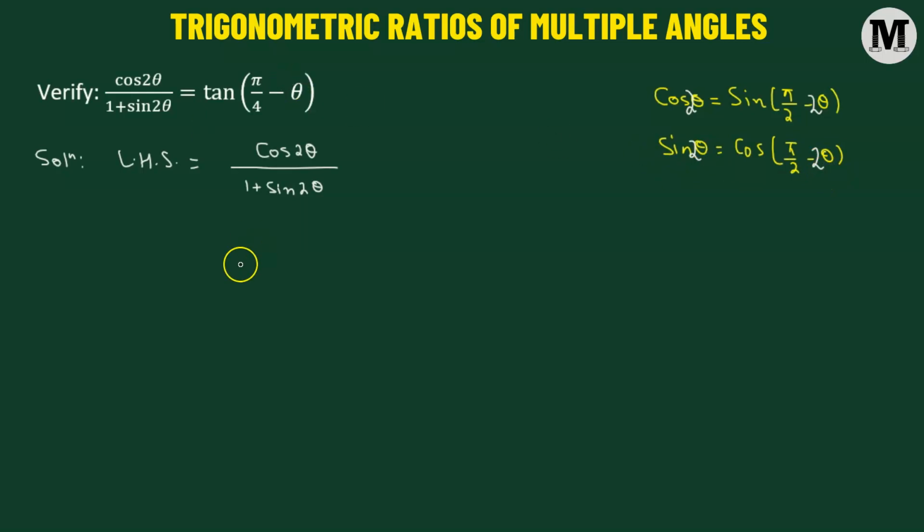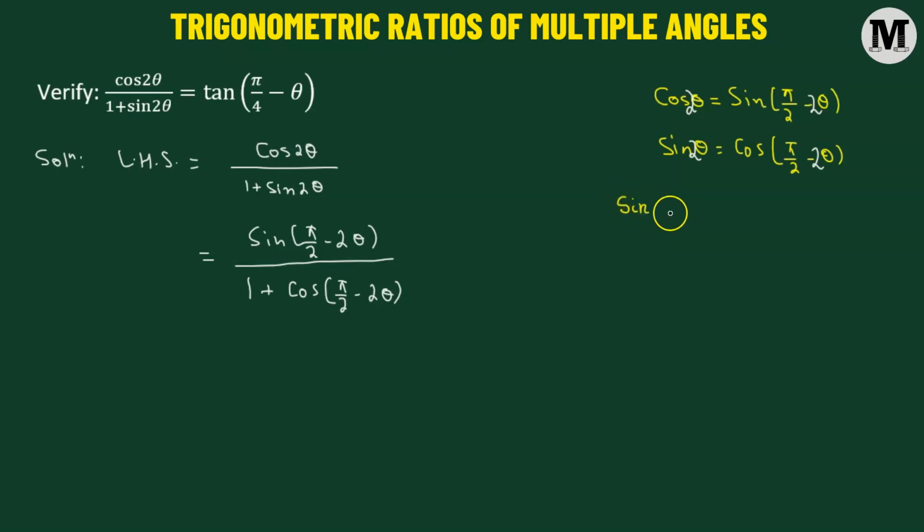Okay, so let's use this fact here. So here we have sine of pi over 2 minus 2 theta. We converted the cosine function to its sine equivalent, and in the denominator we have 1 plus. Now sine 2 theta can be expressed in terms of the cosine function as cosine of pi over 2 minus 2 theta. Fine. Now we are going to use the concept of the trigonometric ratio of multiple angles and submultiple angles.